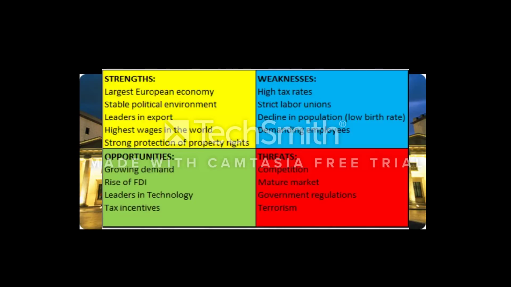Opportunities. Growing demand, rise of FDI, leaders in technology, and tax incentives. Threats. Competition, mature market, government regulations, and terrorism.